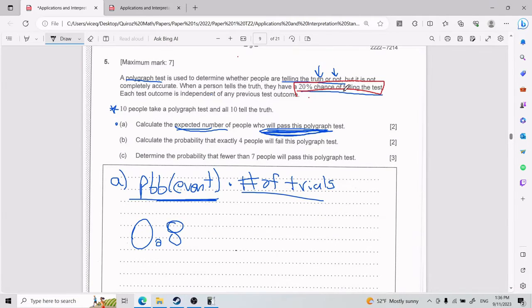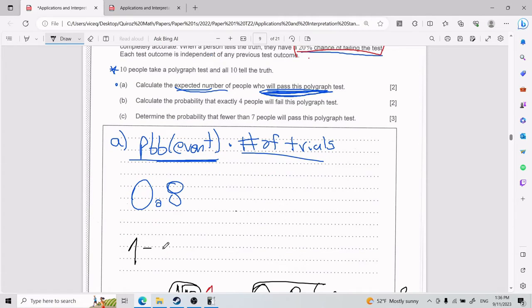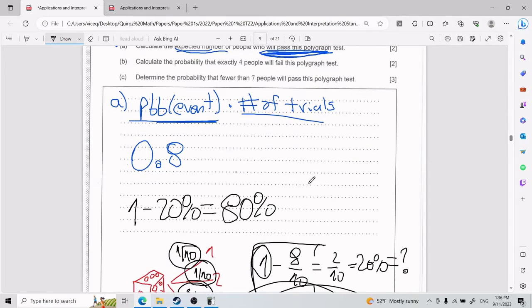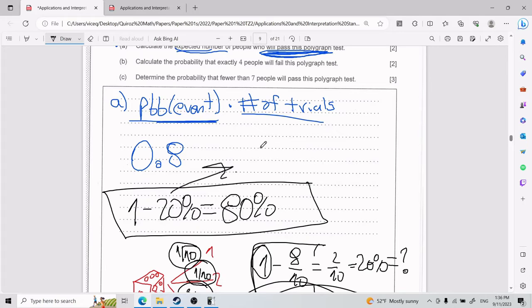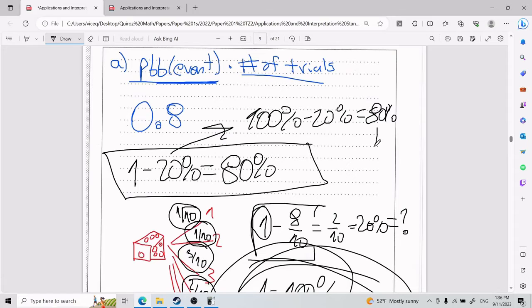And so if they tell you that there's a 20% chance of failing the test, you go ahead and do 1 minus that 20%, and that gives you the probability of passing the test, which is 80%. If this is confusing, remember that 1 is 100%. So this is the same as 100% minus 20% equals 80%. And how do you turn a percent into a decimal? Well, 80% is the same as 0.8. You're dividing by 100.